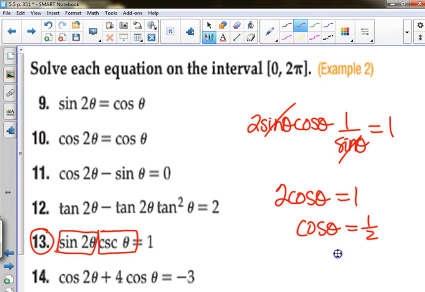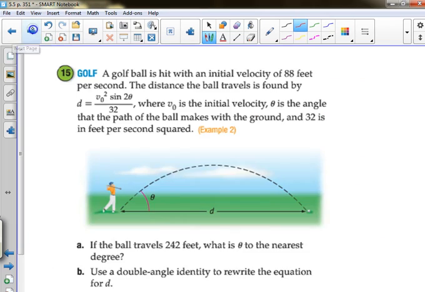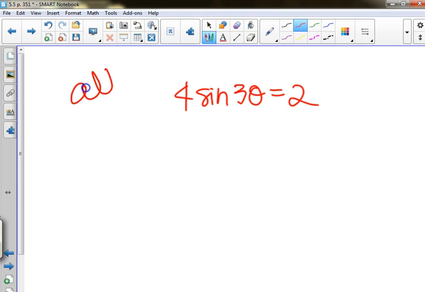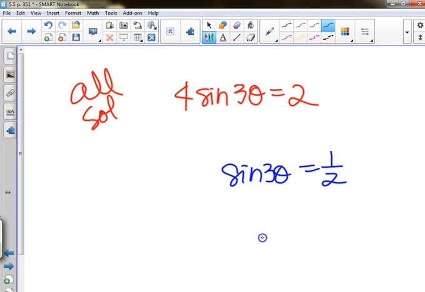Is there another one? Anybody else? Homework question? Melanie? No? Florta? Homework questions? No? Need to see one more U substitution question? I can make one up. What if it said 4 sine 3 theta equals 2? How do you solve that for all solutions? Divide by 4. Then what?